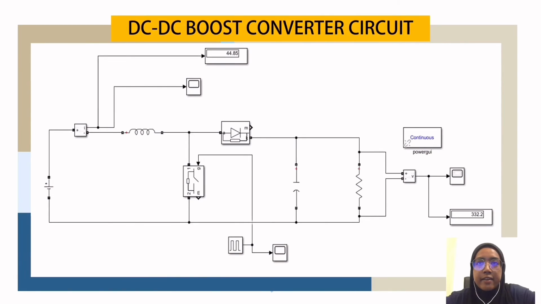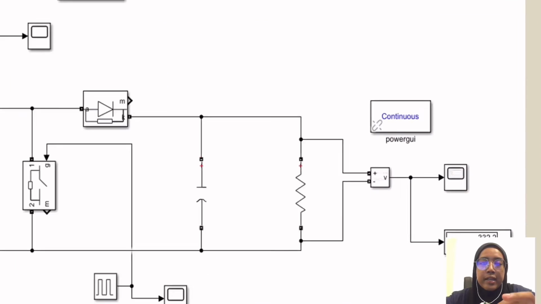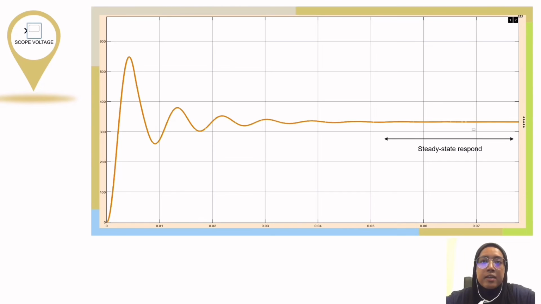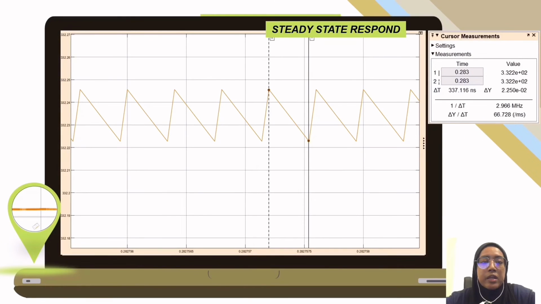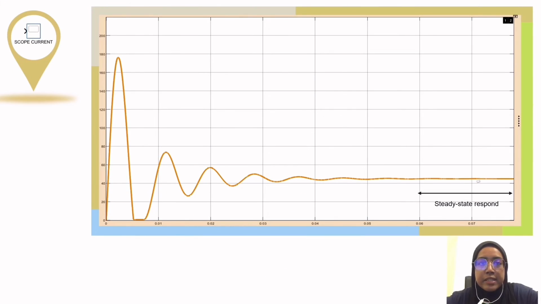Next, we will run the circuit and read the value of the output voltage and output current on the inductor. In this simulation, we get the output voltage of 313.2 volt, and the output current on the inductor is 44.185 ampere. After we run the circuit, we go to the scope, and the waveform we get is the underdamped type. In the waveform, there is a straight line called the steady state response. In the steady state response, we can find the output voltage ripple from the simulation. The output voltage ripple value we found is 0.0225 volt.